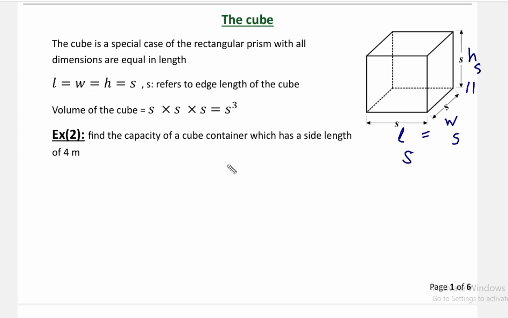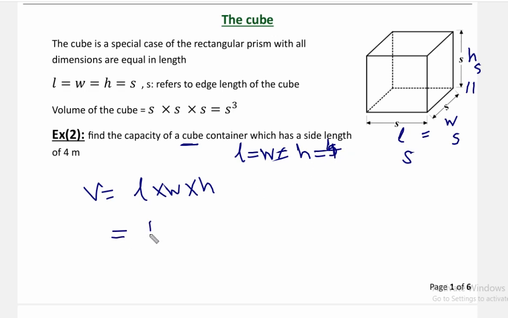Find the capacity of a cube container which has a side length of 4 meters. Volume equals, if you get confused with this, it's okay to use length times width times height. Cube means that length equals width equals height equals what? Equals 4. So the length is 4, the width is 4, the height is 4. So you now have 16 times 4, which is 64 meters cubed.